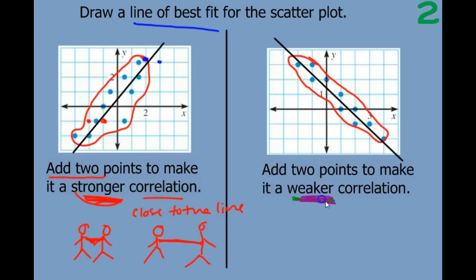So if you're weak, you're not going to be very close together. You're going to be like these two people, further apart. So add 2 points that are further from the line. That would make it weaker. It's not very close to the line.